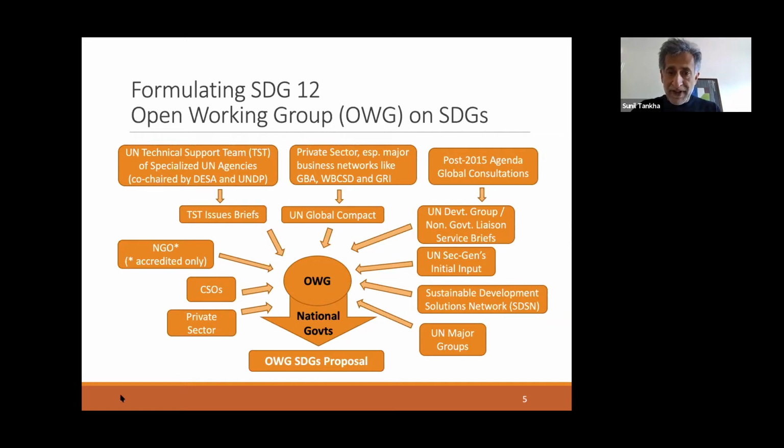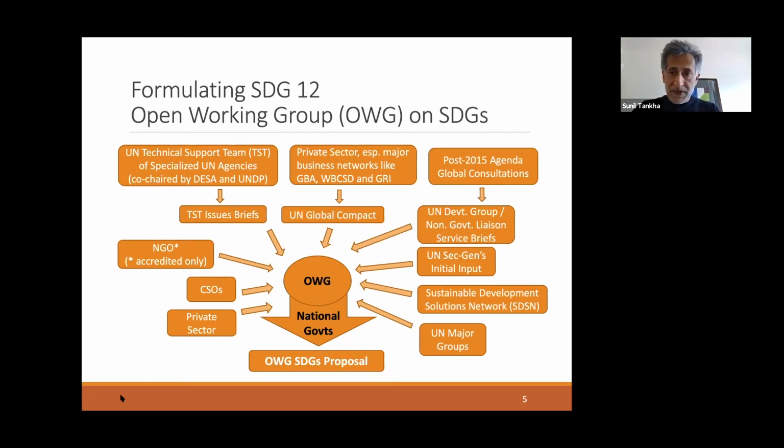Now, I want to shift the focus from this theoretical and conceptual background to the more empirical issue that we looked at, which is what were the processes by which the target of SDG 12 was developed and why it took its present form. The main action in terms of debating SDG 12 or the other SDGs was this space that was created, which was the Open Working Group.